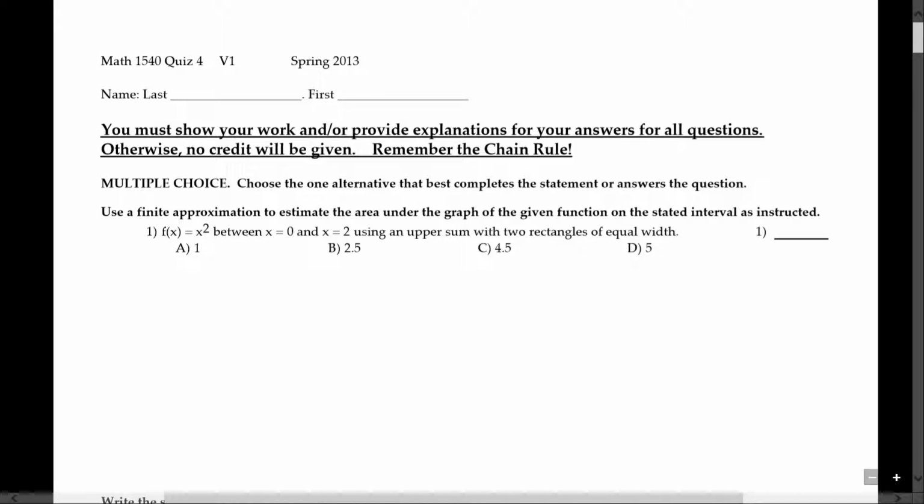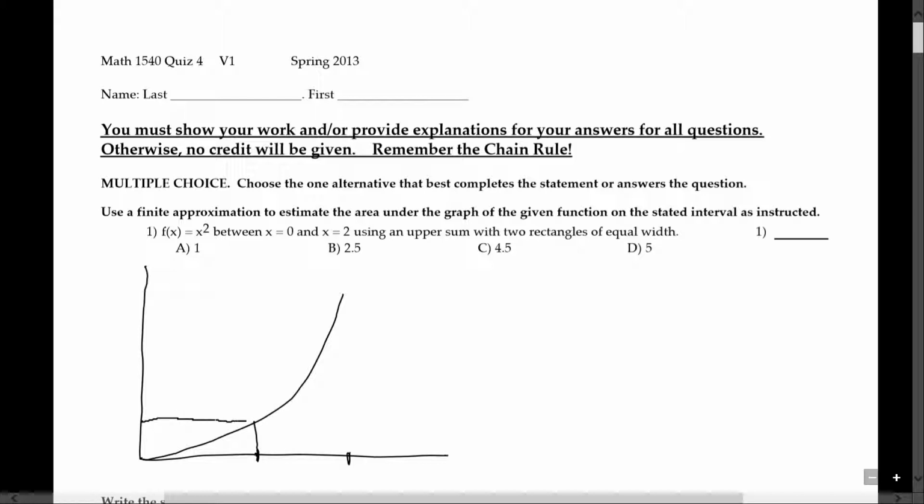The first thing you want to do is draw a graph of y equal x squared, which looks like this. And we want to use two upper rectangles. So labeling the x-axis, this would be 1 and this would be 2. This would be 0.